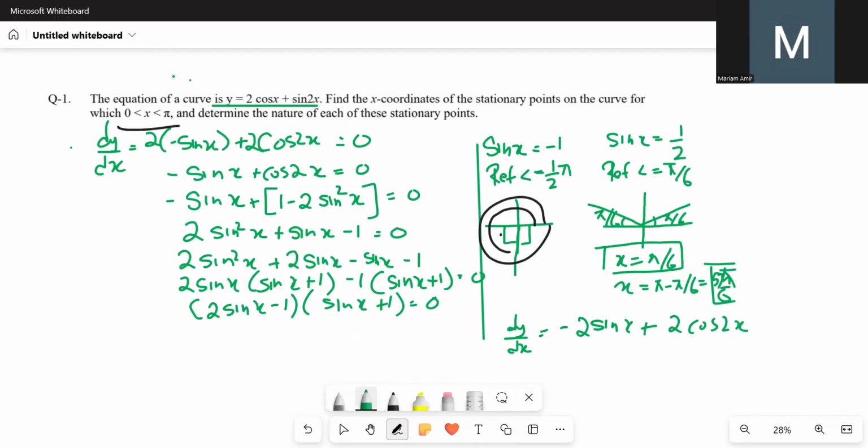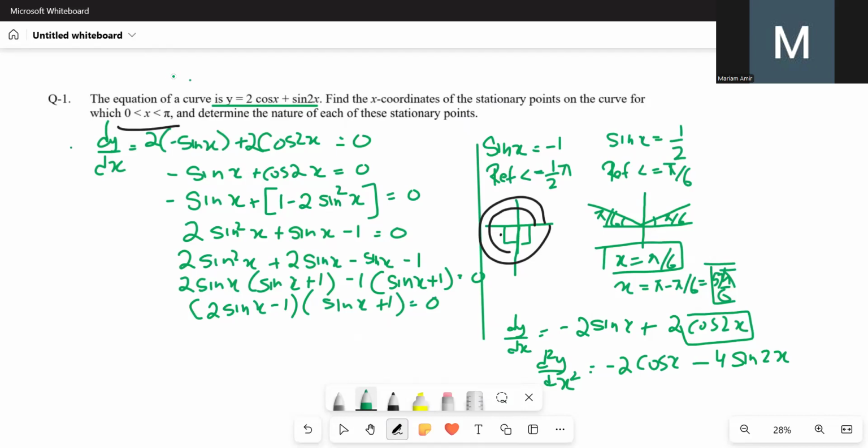All right, so now we find the second derivative, d squared y over dx squared. That's going to be minus 2, the derivative of sine x is cos x, and the derivative of cos 2x is 2 times minus sine 2x. So it's going to be minus 4 sine 2x. That's the second derivative. Now we're going to substitute the values.